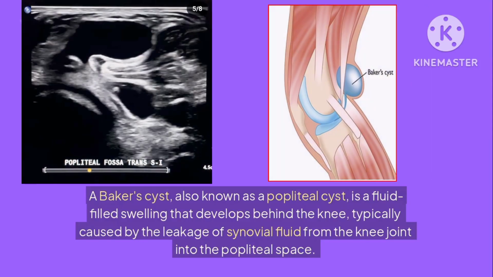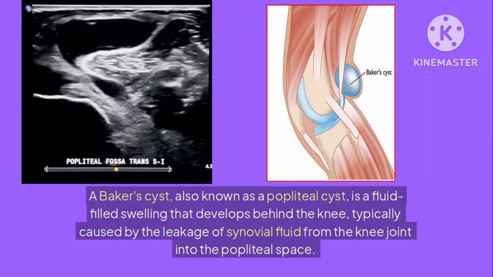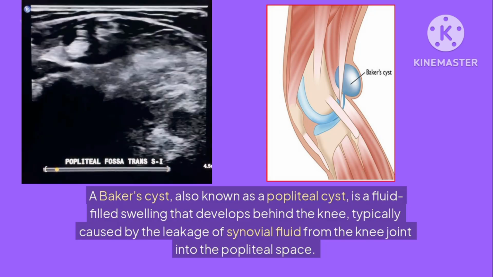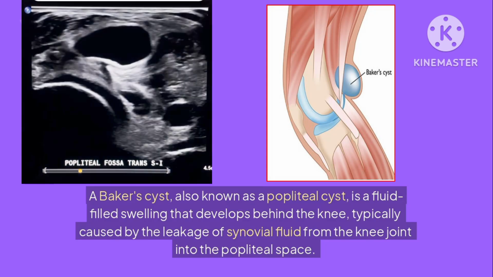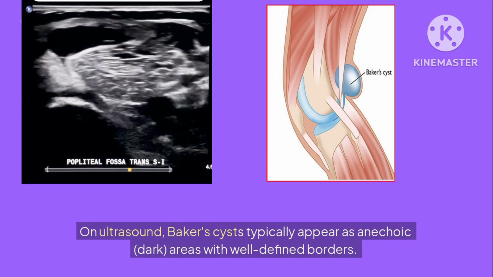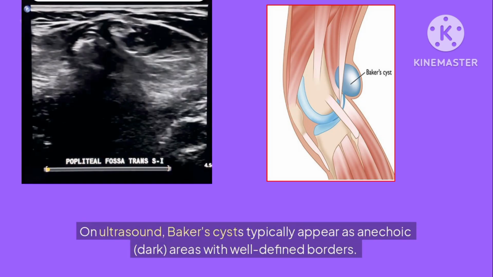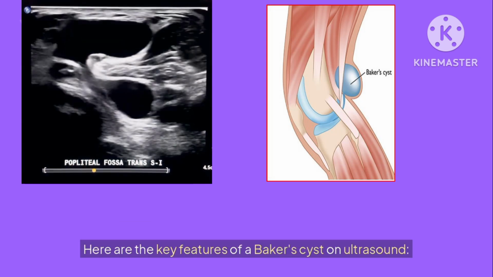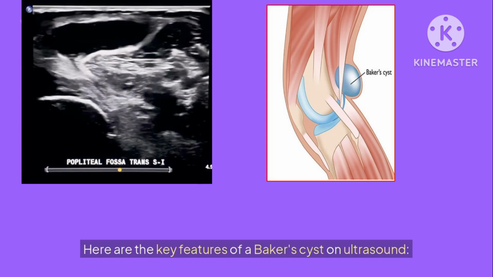A Baker's cyst, also known as a popliteal cyst, is a fluid-filled swelling that develops behind the knee, typically caused by the leakage of synovial fluid from the knee joint into the popliteal space. On ultrasound, Baker's cysts typically appear as anechoic, dark areas with well-defined borders. Here are the key features of a Baker's cyst on ultrasound.